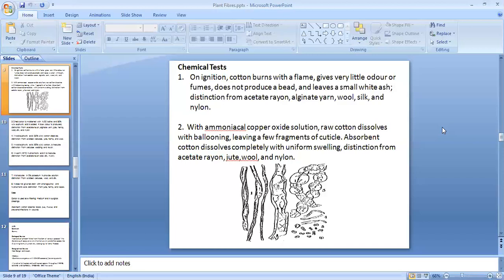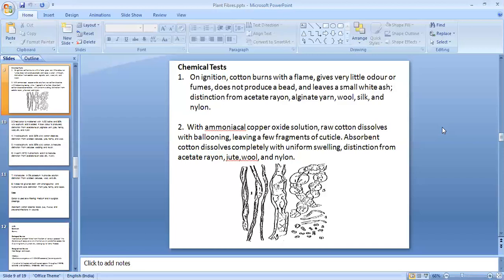And the next test is the test with Coaxum reagent. Coaxum reagent is nothing but ammoniacal copper oxide solution. So it is the only test that distinguishes absorbent cotton from the other fibers. When you take the cotton fibers and treat them with ammoniacal copper oxide solution, the raw cotton dissolves with a ballooning effect, and after dissolving it leaves the fragments of the cuticle, whereas the absorbent cotton completely dissolves with uniform swelling.